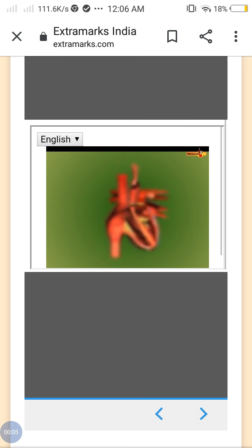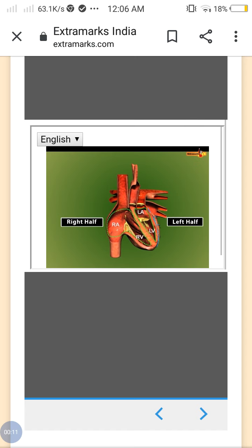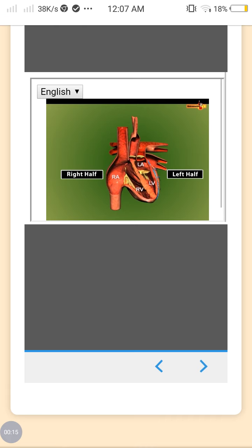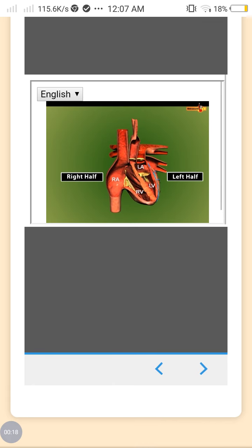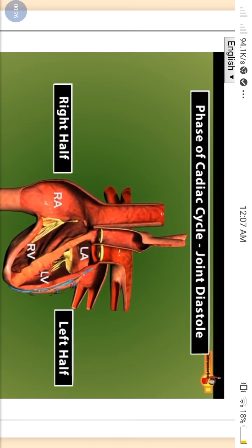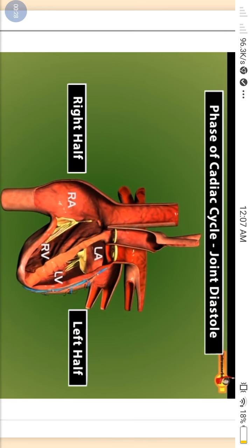Movement of blood through the heart chambers. Let us trace the journey of blood in the heart. Though the blood fills up simultaneously in both the right and left halves, we will begin from the right side of the heart. When the heart is in a completely relaxed state, during joint diastole, the superior and inferior vena cava pour the deoxygenated blood into the right atrium.